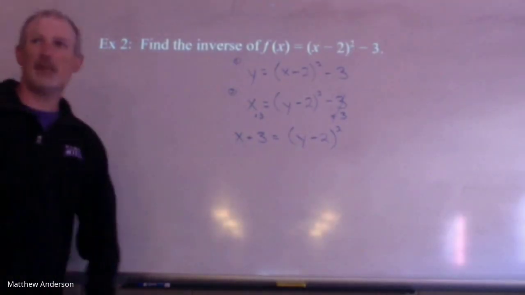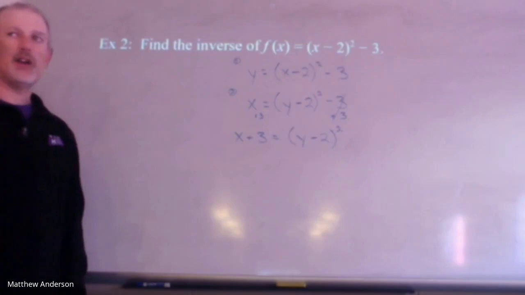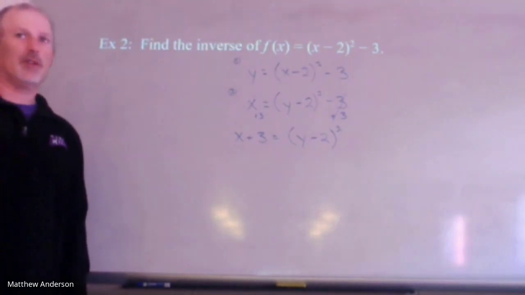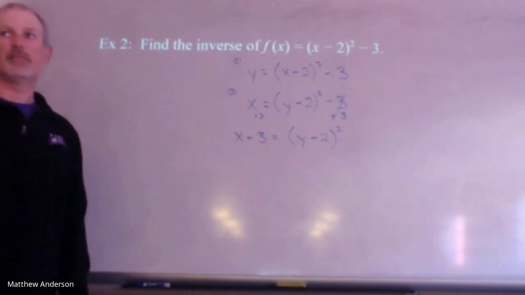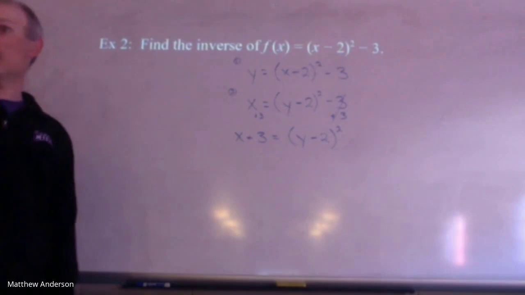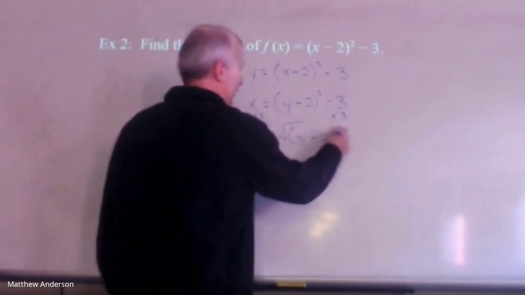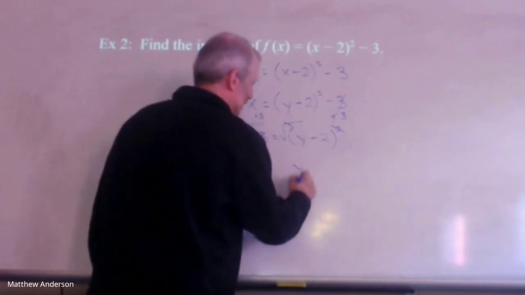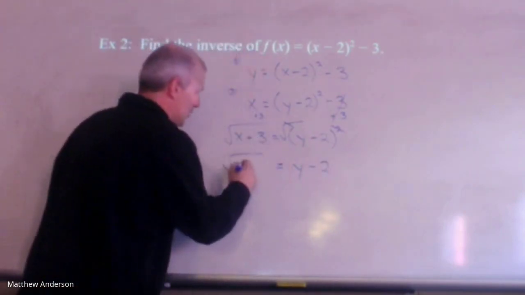What's the next thing we need to get rid of? The squared. And we've done this before. This is not the new one. How do we get rid of the squared? Take the square root of both sides, right? It's just like that x squared equals 1. So we're going to take the square root of both sides, and that cancels that. And now we just have y minus 2 over here. And on this side, we have the square root of x plus 3.